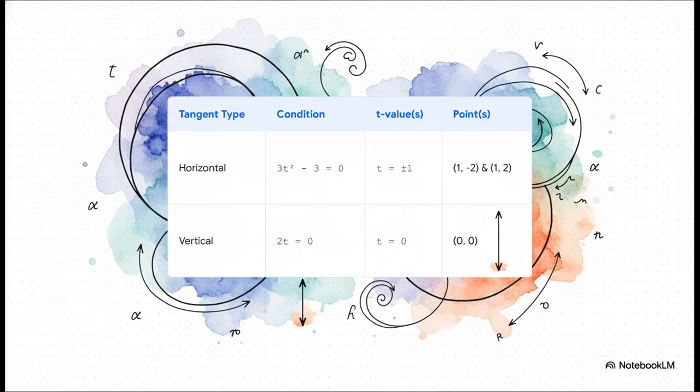And finding these points is easy now. We just solve for those conditions. We set dy by dt to 0, and we find the curve is horizontal when t is plus or minus 1. That corresponds to the points (1, -2) and (1, 2). Then we set dx by dt to 0, and we find it's vertical when t is 0, which happens right at the origin, (0, 0). Just like that, we've mapped out all the critical points of the curve's slope.